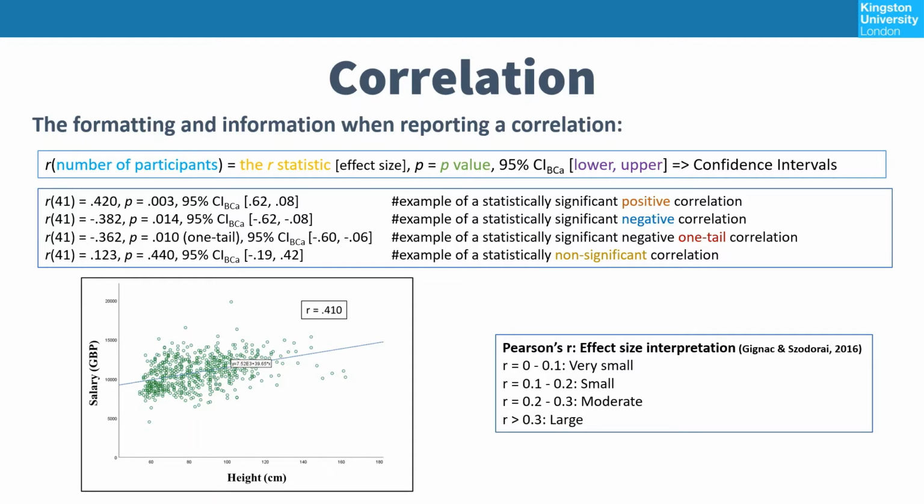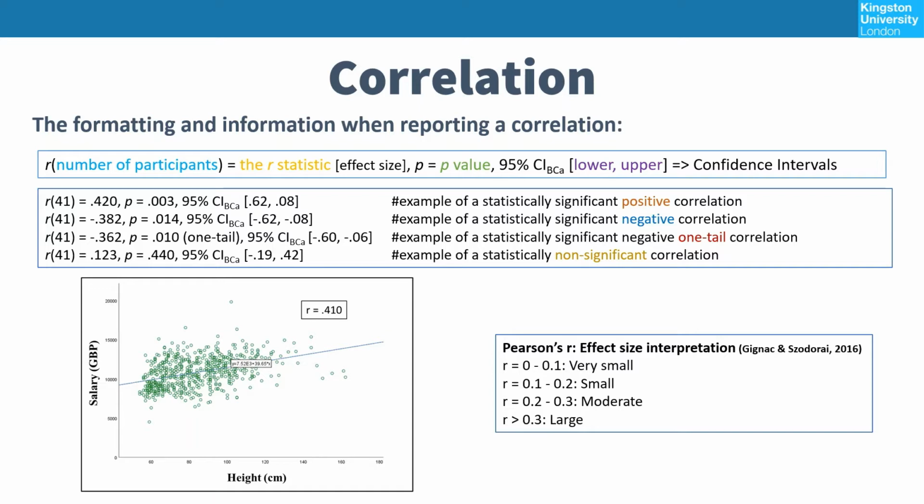So you would have the R value, which represents, in this case, Pearson's R. You would put the number of participants within brackets. Then you would put the actual R value. So this would be the correlation coefficient, which for a correlation, you can also take as the effect size, so the strength of the relationship.